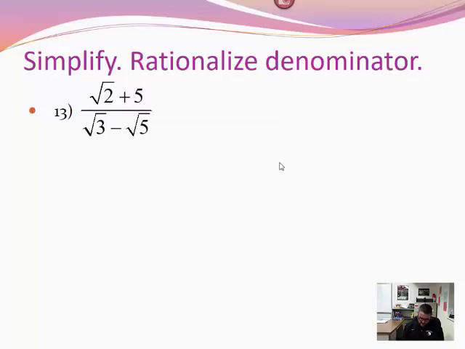So my final answer is 5 square root of 5 minus 10. So in this example, we're still going to multiply by the conjugate, but this time it's the square root of 3 plus the square root of 5. And that's what I put in the numerator also. So we can go ahead and do the numerator first.